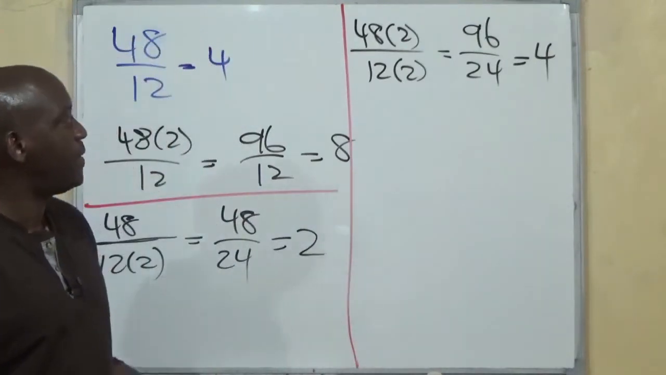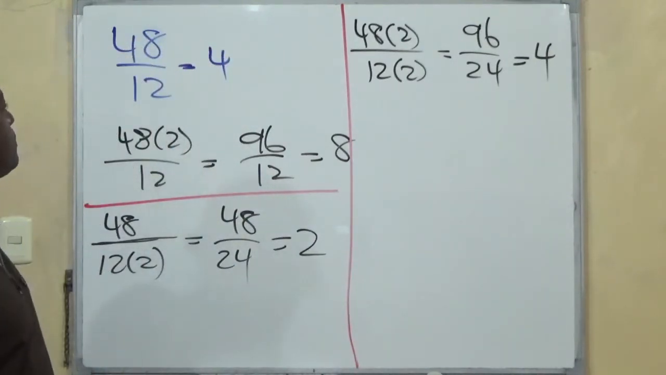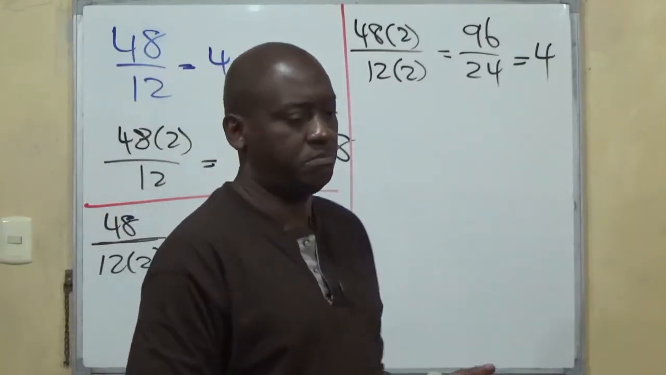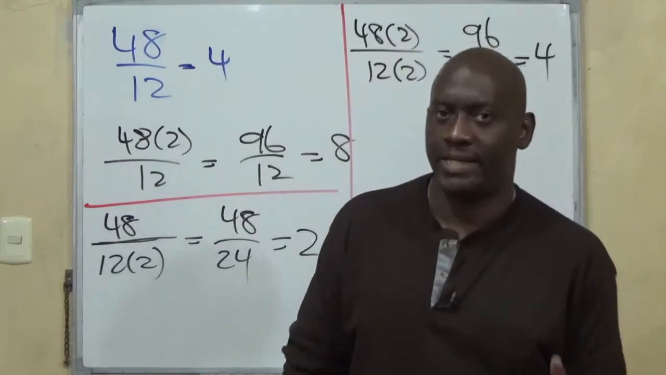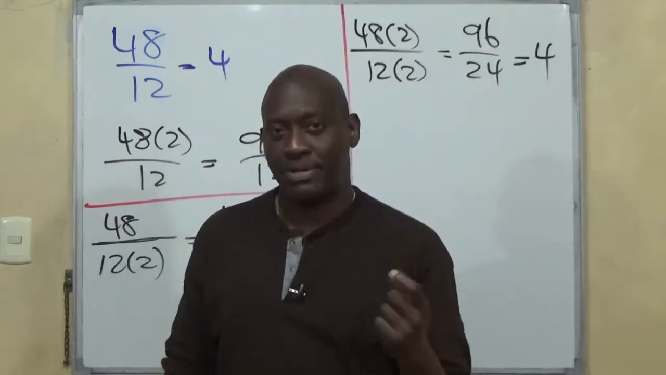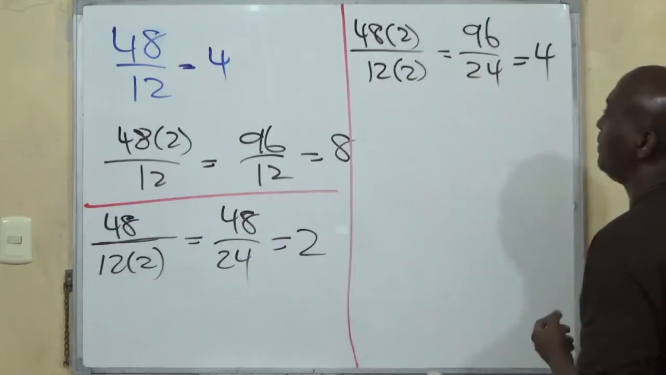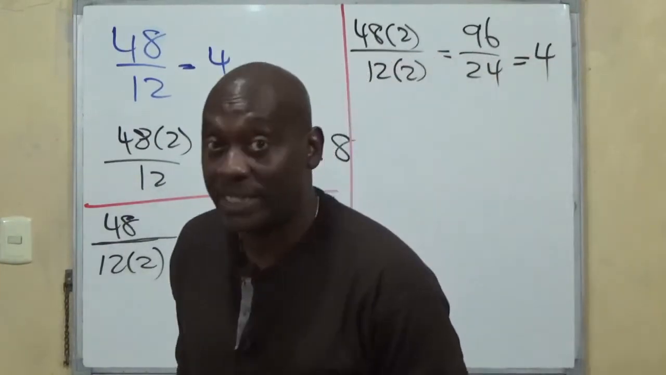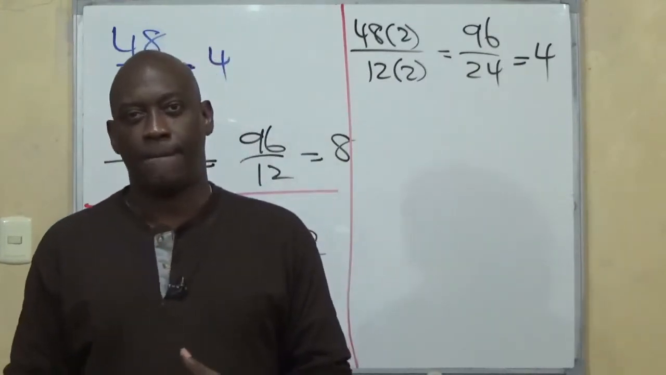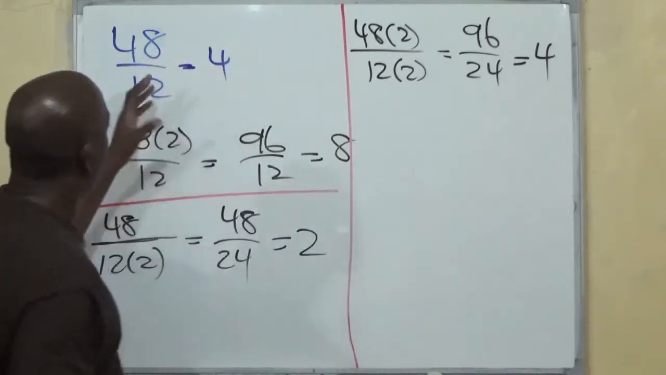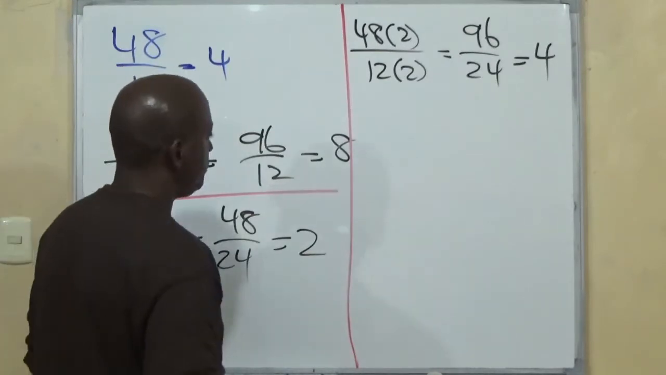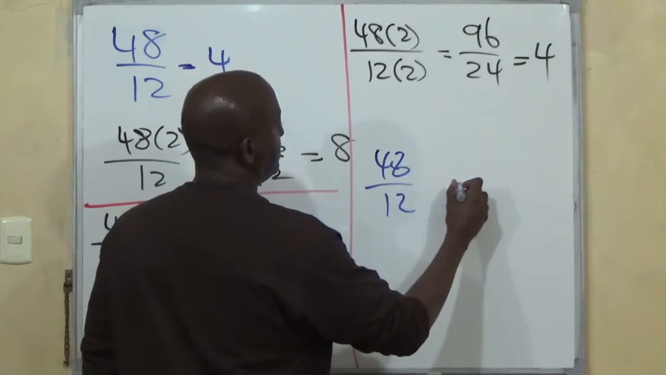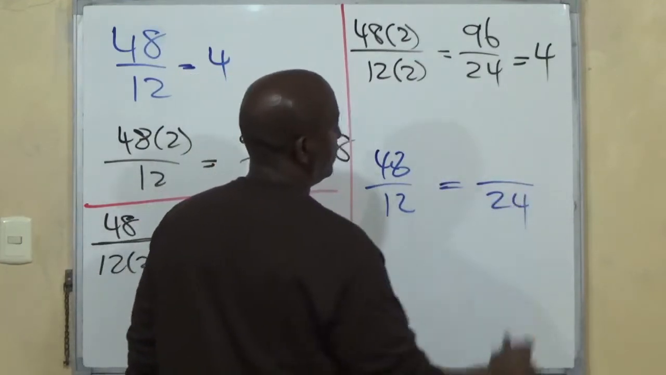So for example, you may have a situation where you're working out something with a denominator of 12. And for some reason, it may be in your interest to express this fraction 48 over 12 as another fraction with a denominator of 24. So you want to change from 48 over 12 to something over 24.